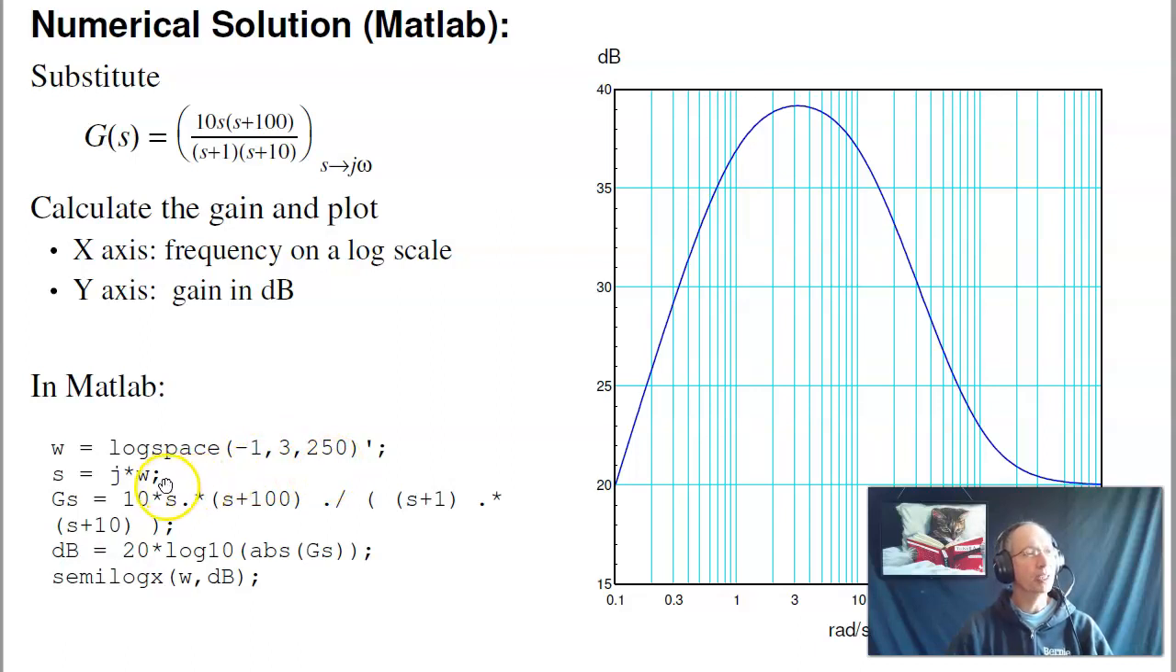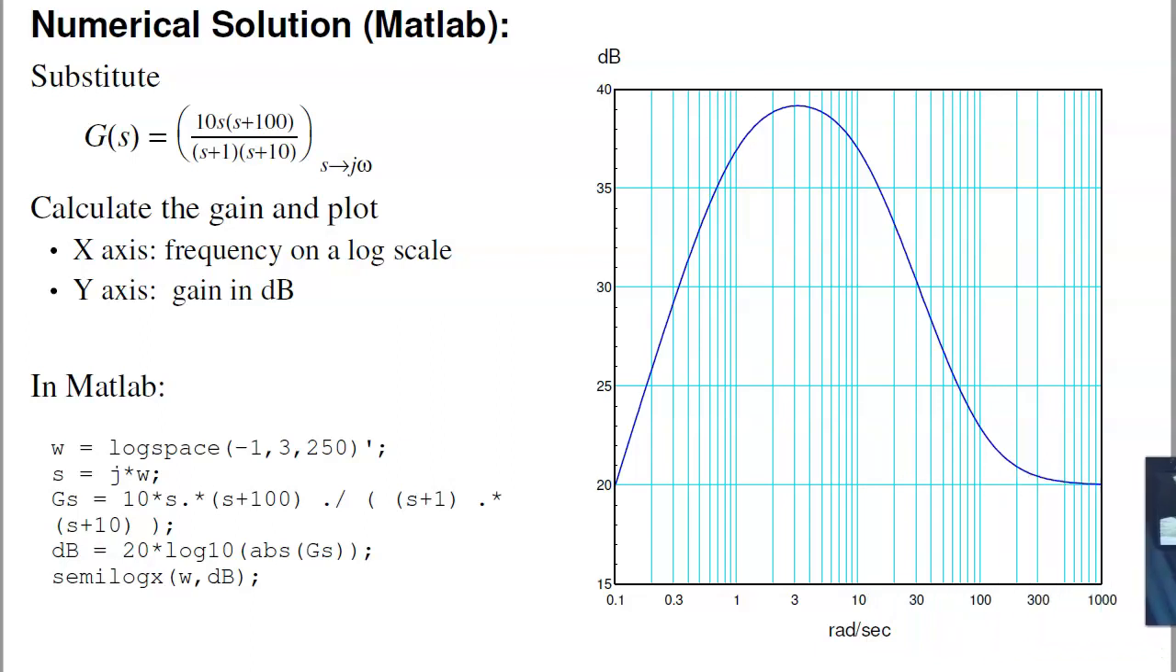S is j omega, and G of s is the way you write it. It's 10 times (s plus 100) divided by (s plus 1) times (s plus 10). And note I'm using the dot notation because this is a 250 by 1 column vector. I don't want to do matrix multiply. I want to do element by element multiplication and element by element division. The dB is just 20 times the log base 10 of the magnitude of G of s, and then plot on semi-log paper.